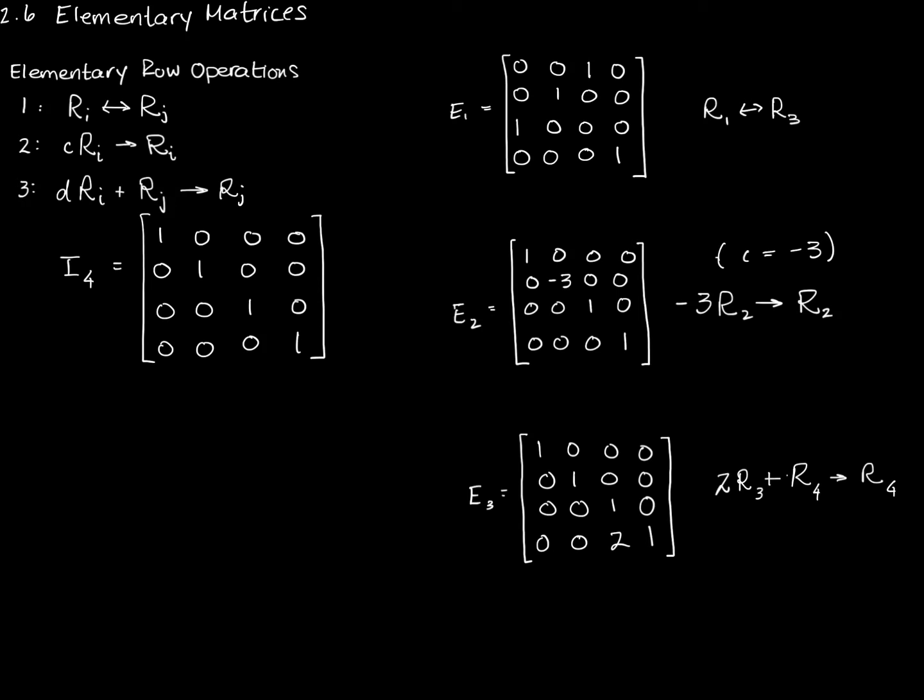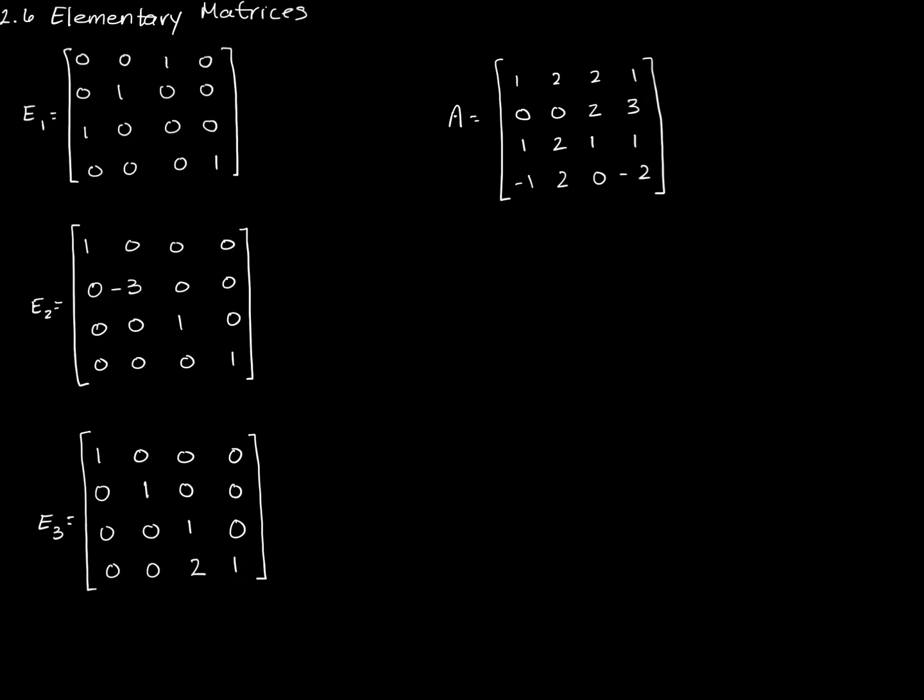On the next slide, I'm going to show you how these elementary matrices can be used. Okay, so here are our elementary matrices again. Elementary matrix 1 is the one that we got by reversing the order of rows 1 and 3. This used to be row 1. This used to be row 3. Elementary matrix 2 is what we got when we multiplied row 2 by -3. That's the only operation we did on that matrix. And elementary matrix 3 is what we got when we took a multiple of row 3, namely 2, and added it to row 4. Okay, and then I've also put a matrix A up here.